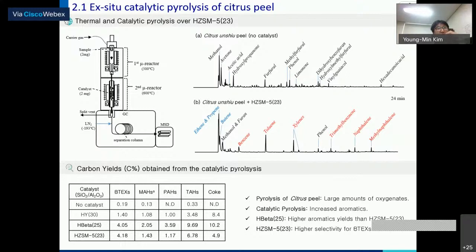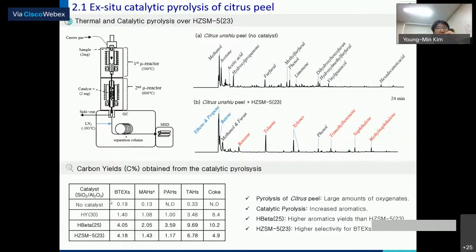But in this case, the product gas emitted from the first reactor can meet the catalyst. So at these temperatures, catalytic upgrading reactions can be performed. So the product is also different from the non-catalytic pyrolysis. As you can see, when we use the HZSM-5 catalyst, these aromatic components appear. Our target is monoaromatics, like benzene, toluene, and xylene. So this yield is increased together with the decrease of oxygen-containing products.